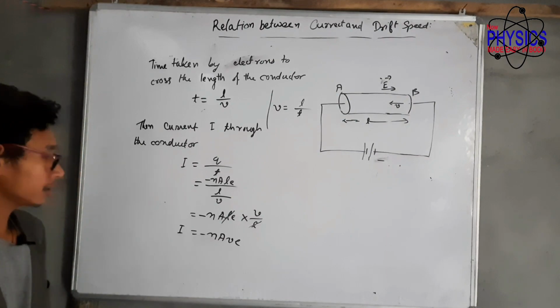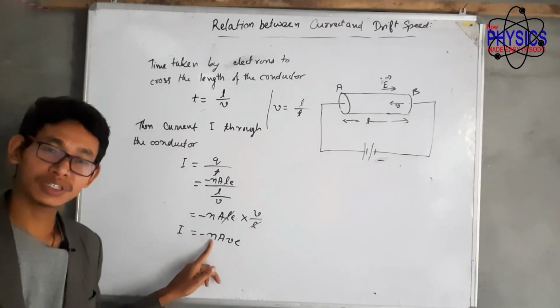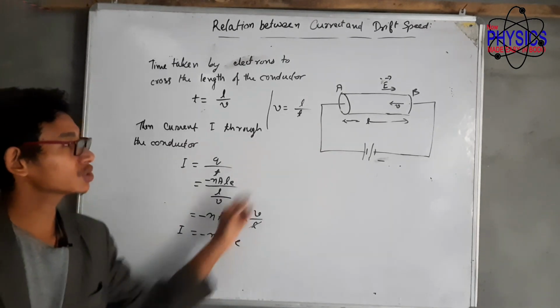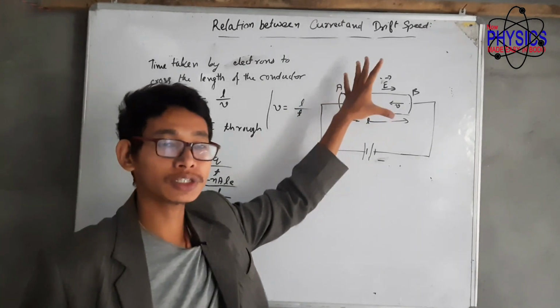So you know the number of electrons is fixed. This is not variable. The cross-sectional area is fixed. It is not becoming larger or smaller.